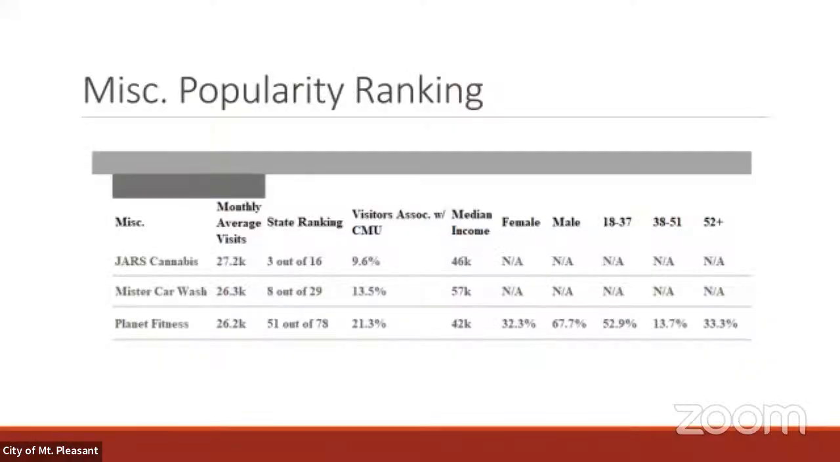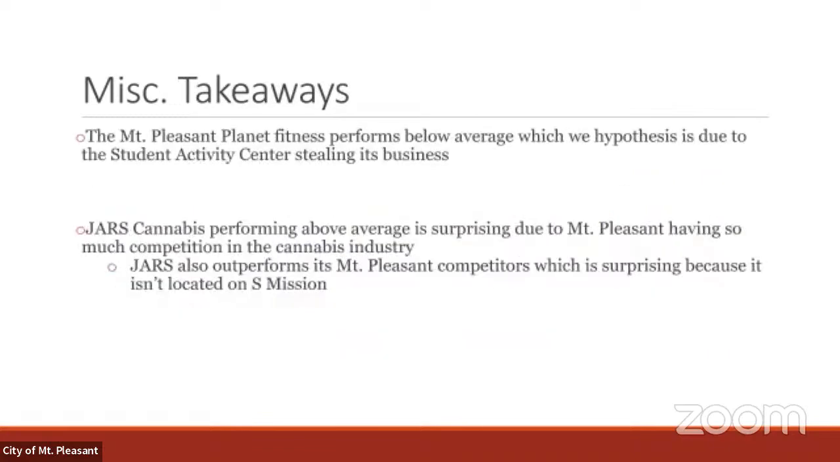Then lastly, with our industries, we look into the miscellaneous ranking. These were just a couple that stood out, and they didn't necessarily fit into a category, but played a big role in the amount of people they had. The first of this was Jars Cannabis, then Mr. Car Wash, then Planet Fitness. So some takeaways from that, we noticed that the Mount Pleasant Planet Fitness actually performs below average on visitations compared to the rest of the state.